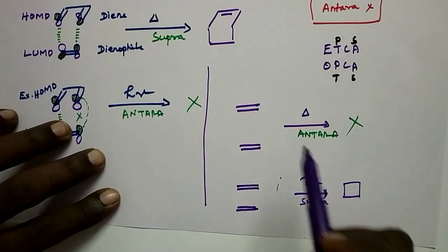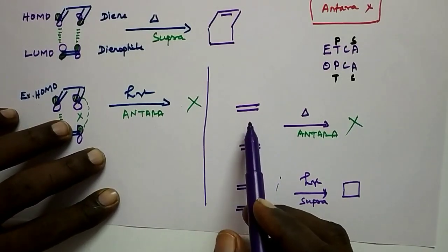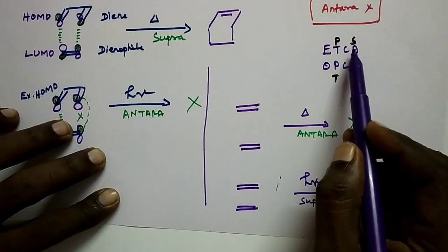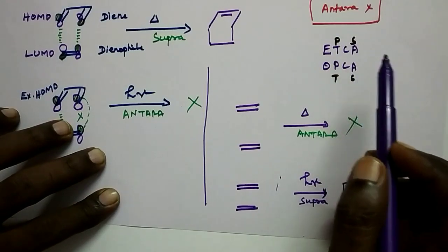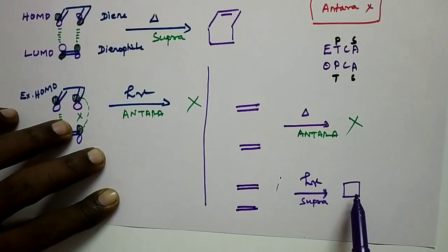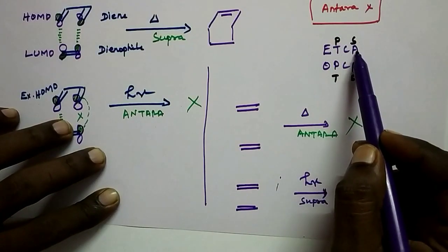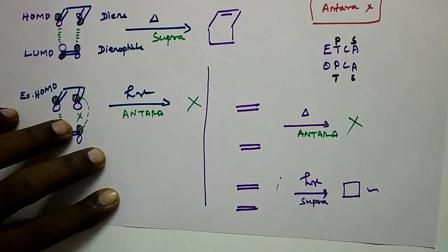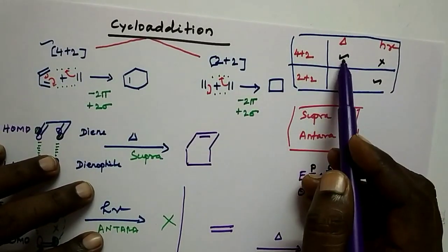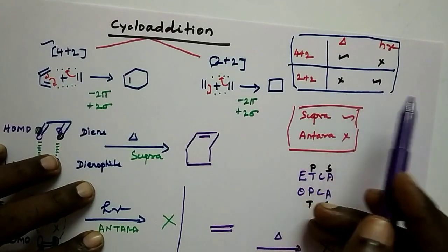Hope you understand the ETKA, OPKA formula. 2 plus 2 cycloaddition. 1, 2, 2 pi bonds. That means even number. Even thermal antara. Even photo supra. In our case, supra is allowed, antara is not allowed. Here supra means photo. Photochemically supra, we get product. Even thermally antara. Antarafacial is not allowed, so thermally this reaction is not allowed, no product. That is why I say 4 plus 2 thermally allowed, photochemically forbidden. But 2 plus 2 reaction thermally forbidden, photochemically allowed.